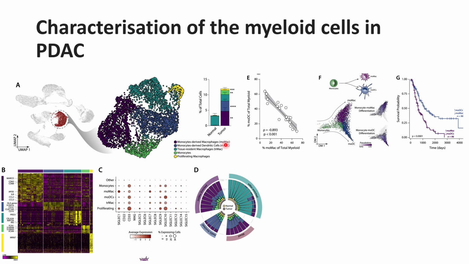And in the case of the normal pancreas, most of these monocytes are present as tissue resident macrophages, that is TRMAC, that can be seen here.